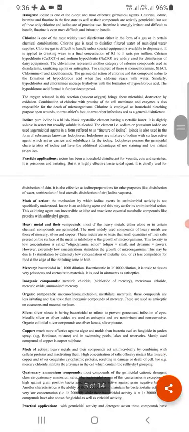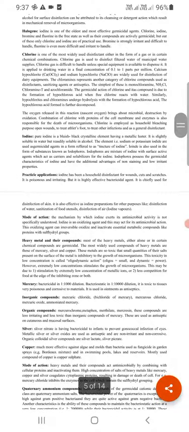In day to day life we use chlorine as a disinfectant. Chlorine is one of the most widely used disinfectants, either in the form of gas or in certain chemical combinations. Chlorine in gaseous form is used to filter, disinfect or purify water in municipal water supplies, but chlorine gas is difficult to handle unless special equipment is available to dispense it.